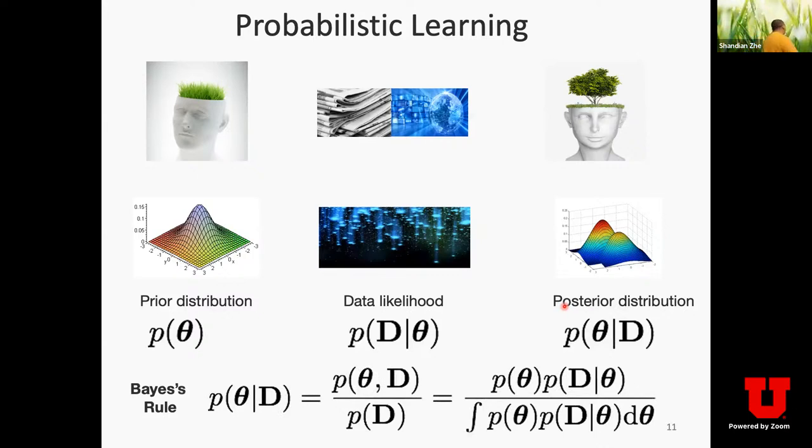So how can we integrate our prior knowledge and the new information extracted from data? In the mathematical framework, we use the so-called Bayes rule. Everyone has heard of Bayes rule before, right? This is a very fundamental rule, but it's a very powerful rule. So basically, if we want to compute our updated beliefs or knowledge, which are represented by the posterior distribution, we multiply our prior distribution with the data likelihood and normalize it. And normalization is done by integration. But later we'll see that actually this integration is the key computational challenge in probabilistic learning.